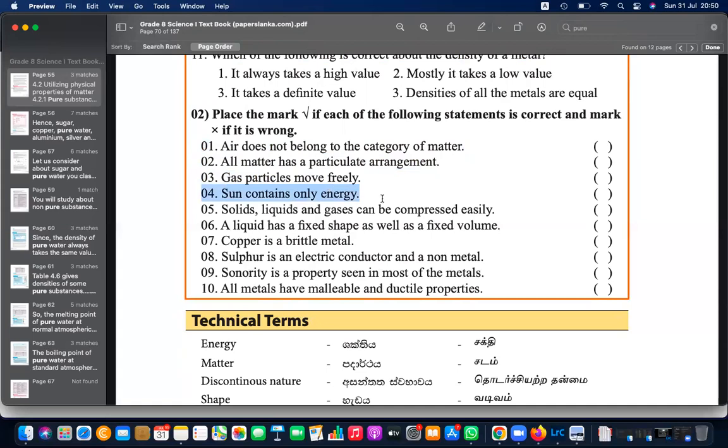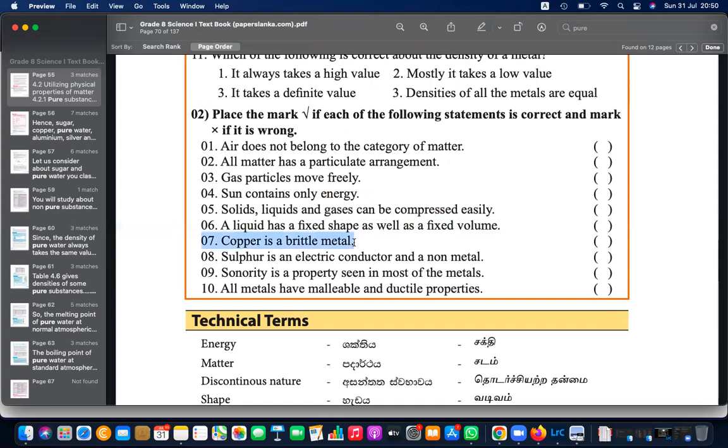The Sun contains only energy. Wrong. No, it has matter as well. Solid, liquid, and gases can be compressed easily. Wrong. Only gas can be compressed easily. A liquid has a fixed shape as well as a fixed volume. Wrong. Fixed volume is correct, but fixed shape is wrong.